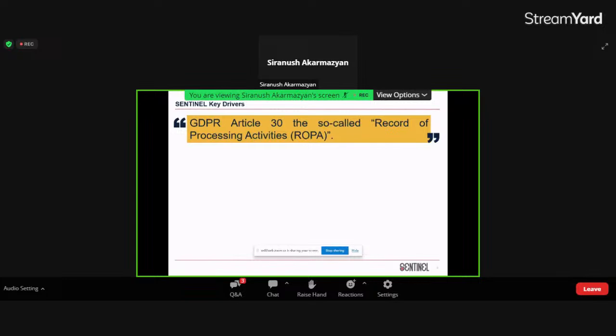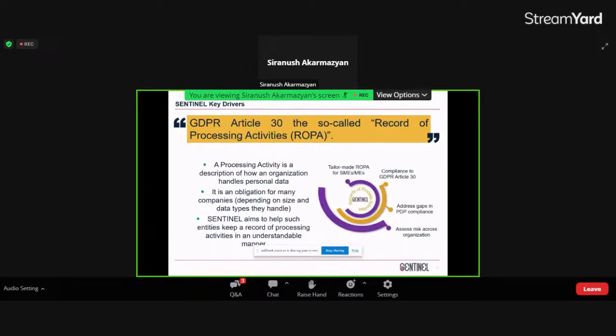The key driver of the project is GDPR Article 30, which is called the record of processing activities. What is this? A processing activity is a description of how an organization generally handles personal data, and it is an obligation for many companies, depending on size and the data types they handle. Sentinel aims to help such entities keep their record of processing activities compliant with GDPR and also in an understandable manner.